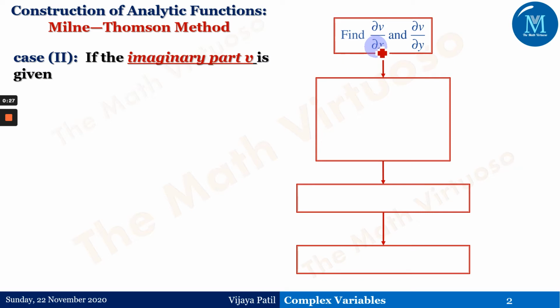First step is dou v upon dou x and dou v upon dou y, because the v part is known to us. So we have to differentiate v with respect to x, and differentiate v with respect to y. Next step is we have to differentiate f of z. We have already seen that this f of z is nothing but u plus iv, and if we are differentiating with respect to x, it will give me dou u upon dou x plus i times dou v upon dou x, right?